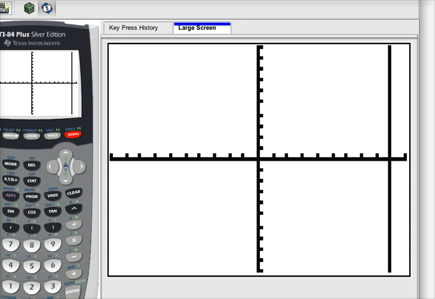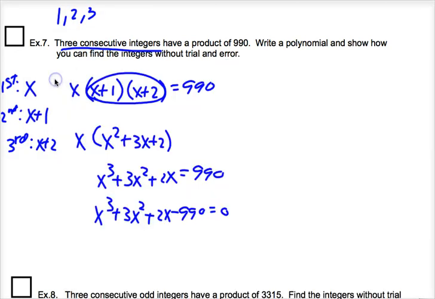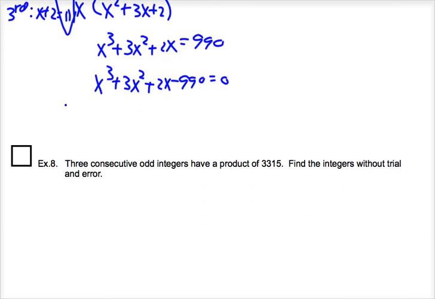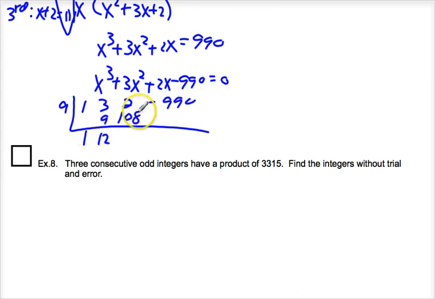Looks like we're back at 9. 1, 2, 3, 4, 5, 6, 7, 8, 9. So we got another answer of 9. So x is 9. What does that stand for? That stands for our first number. So we think the numbers are 9, 10, and 11. Those would be consecutive, 9, 10, 11. That's pretty easy to see that it multiplies to be 990. But I still want you to prove it synthetically on the test. So make sure you take the 9, plug it in, 1, 3, 2, negative 990, and show that when you do the synthetic, you get a 0 at the end. Then we can all be happy, happy, happy.